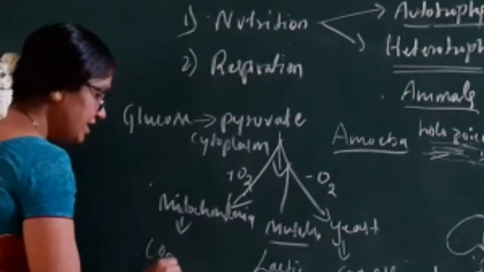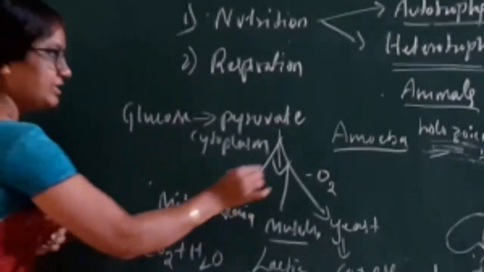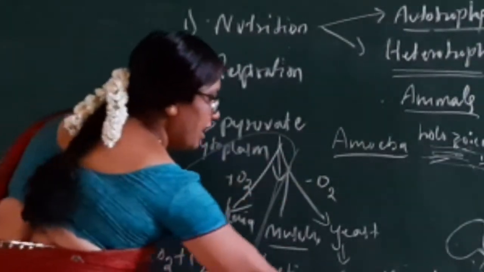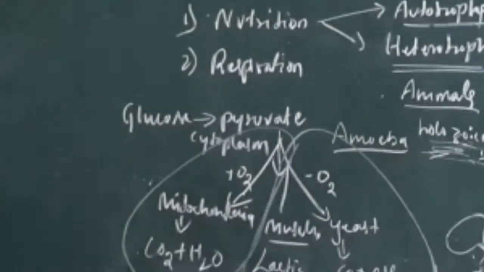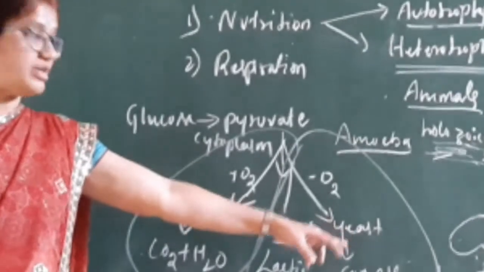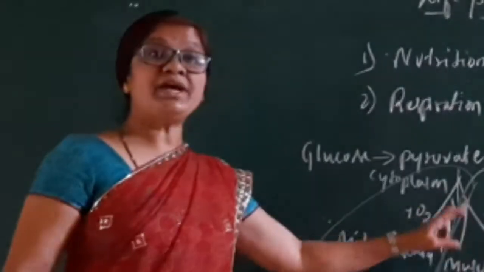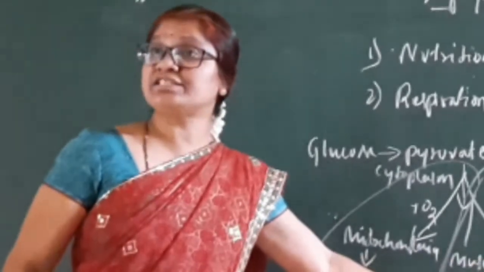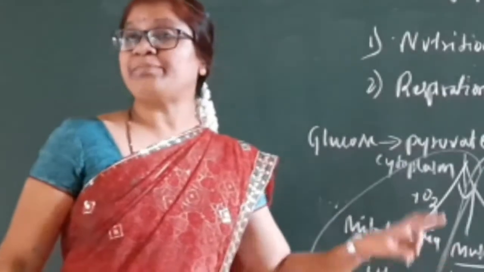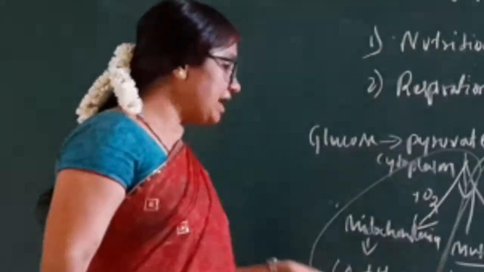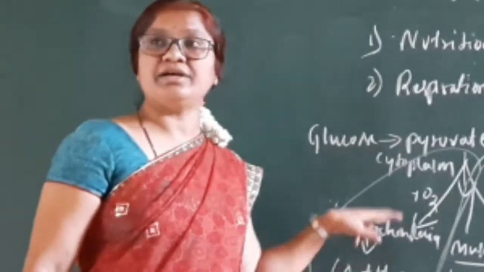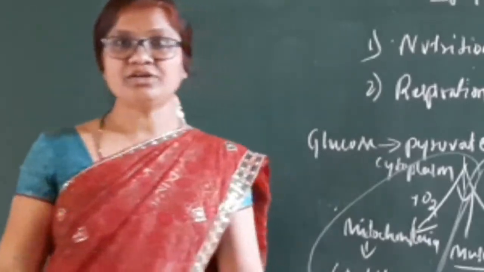gases, carbon dioxide and water. And this is known as aerobic respiration, and this is known as anaerobic respiration. So, where does anaerobic respiration take place? This may come as a multiple choice question. Where does anaerobic respiration take place, when lactic acid is formed? In muscles. And where is the pyruvate converted into carbon dioxide and water? In mitochondria. This may be asked as multiple choice.